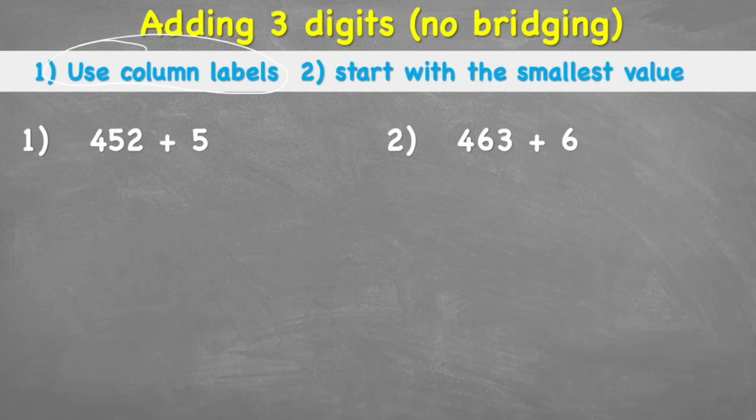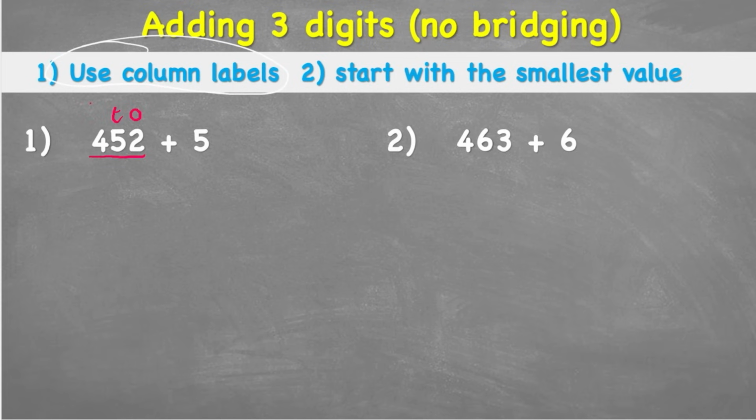Use column labels. Well, when we're putting these questions into columns, we need to make sure that we put the numbers in the right column. And the way we're going to do that is by understanding the value of each number. So first, let's look at this 452. Well, 452, our 2 is in our ones column, our 5 is in our tens column, and our 4 is in our hundreds column. And we're adding it to a 5, which is only in the ones column.